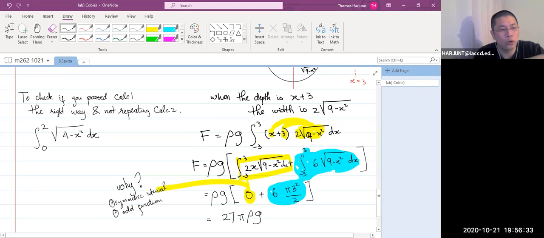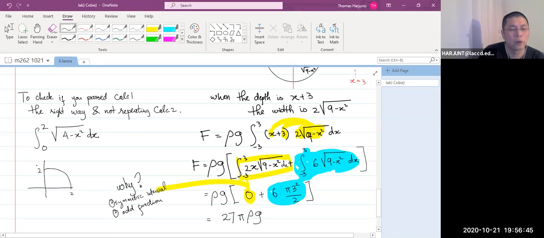But those who know how to do it, those who come with understanding, will be able to see that this is actually the area of a quarter circle with radius 2. So the area is pi r squared over 4. That equals pi. Bang! Any computation? No. Just look at the graph.